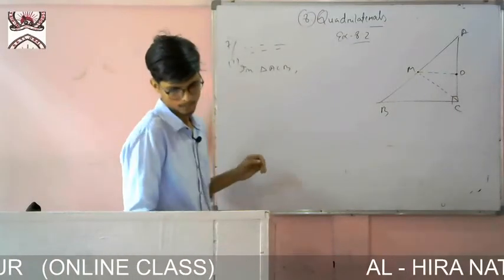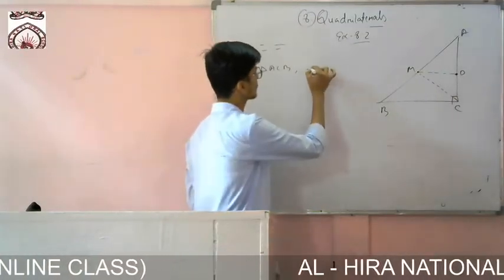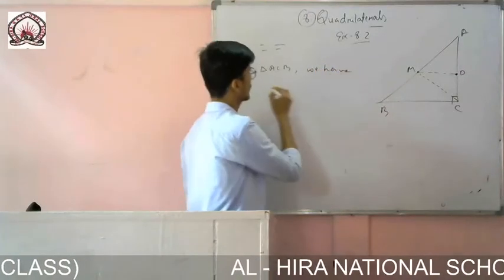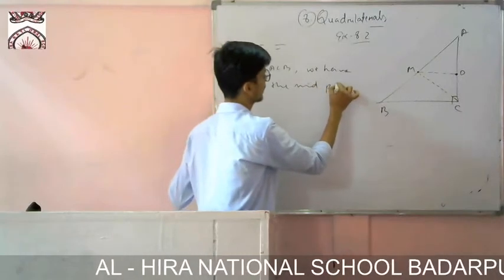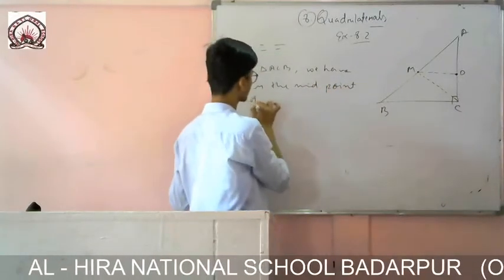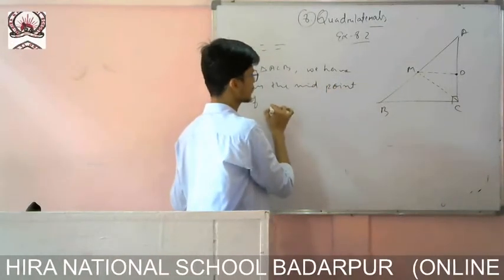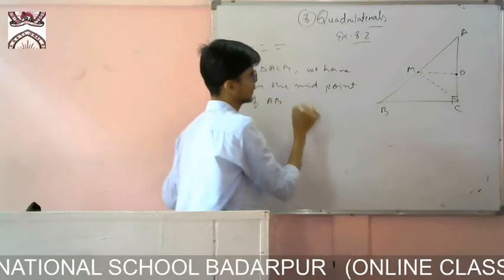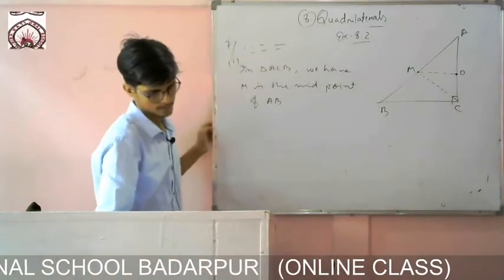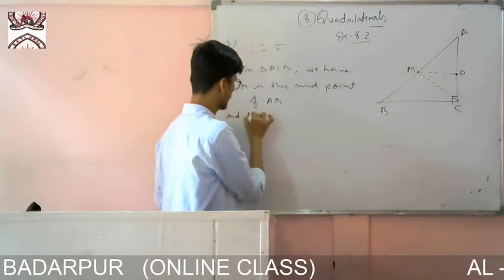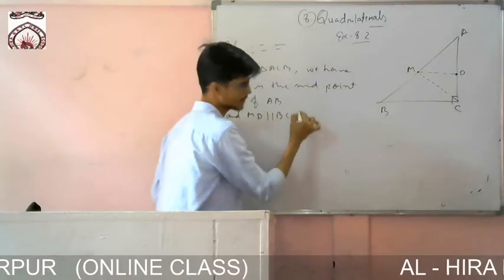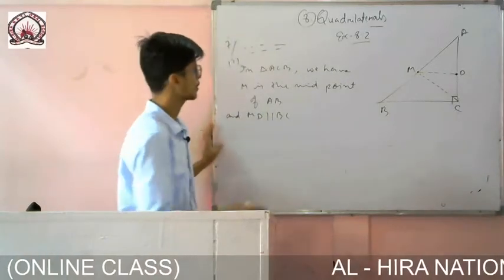What do we have? We have M is the midpoint of AB. AM is the midpoint of AB, and MD is parallel to BC. All of these are given.